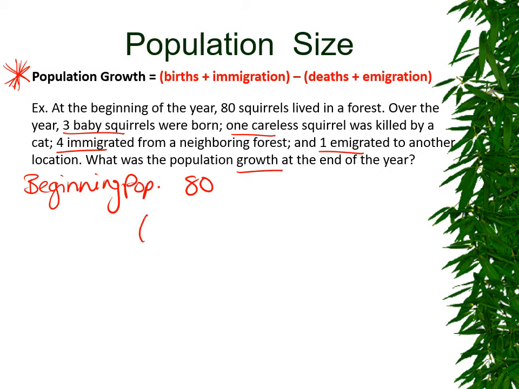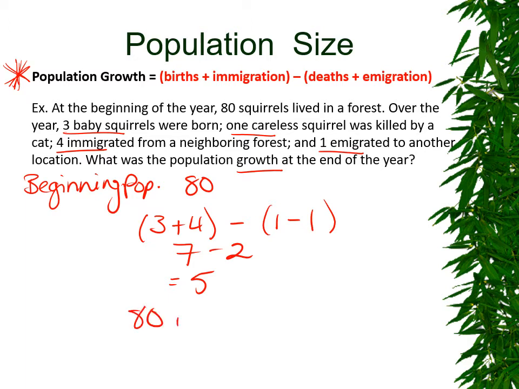We're looking for that growth at the end of the year. We know that 3 were born and 4 immigrated. We know that 1 died and 1 emigrated. So 7 minus 2 gives us a change of 5. We had 80 squirrels to begin with. This is a positive number, so it's increasing our population to 85 at the end of the year. So that's how population growth can be calculated.